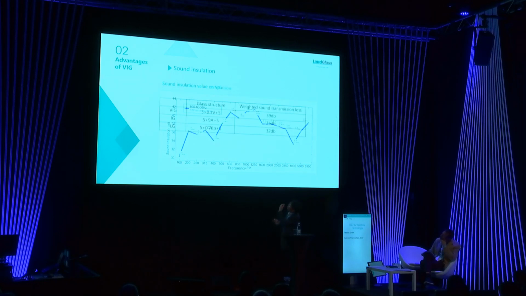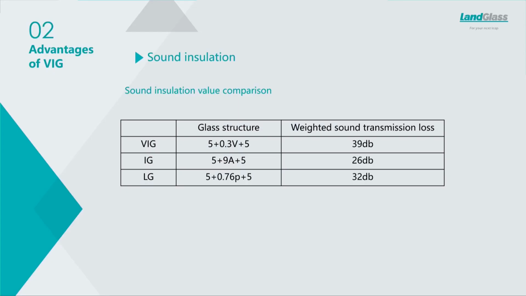And here comes to this comparison. If you compare the vacuum insulated glass, the insulated glass, and also the laminated glass, you can see the huge difference here. For the weighted sound transmission loss, the VIG can give you like 39 decibel. So it's much higher than the other two.